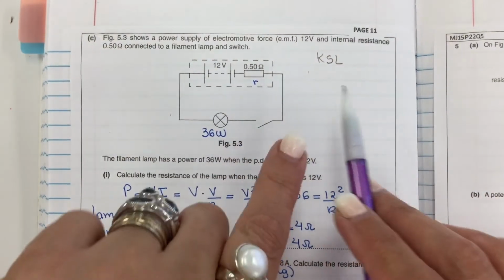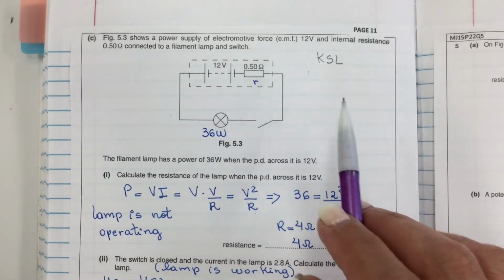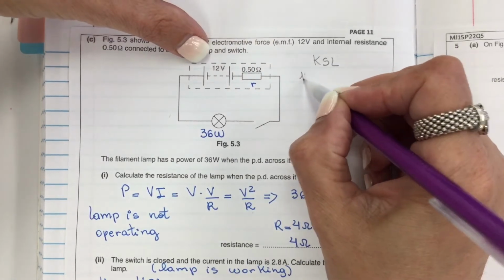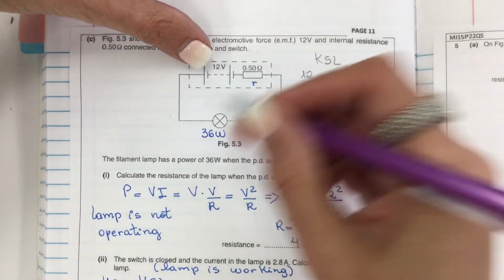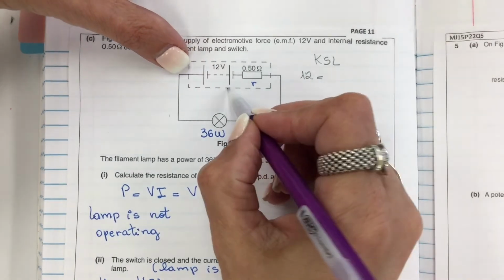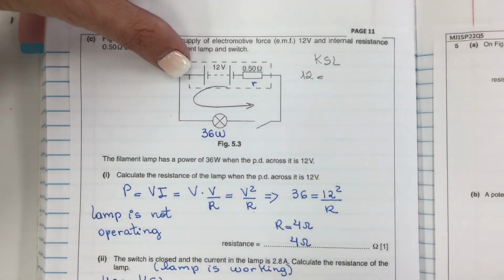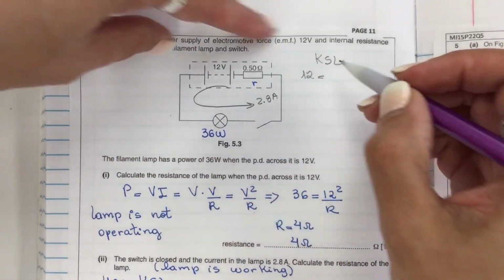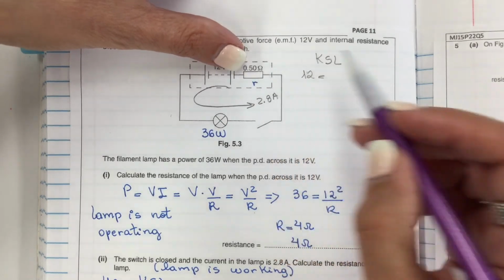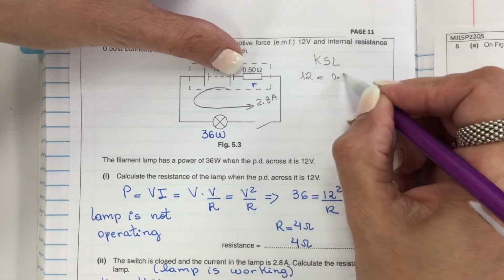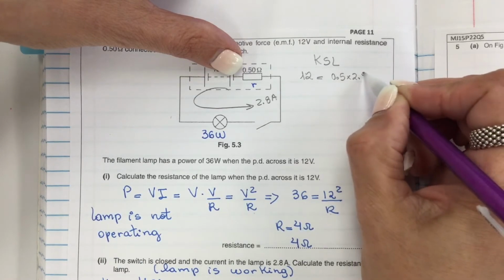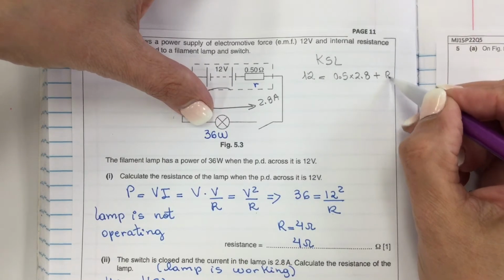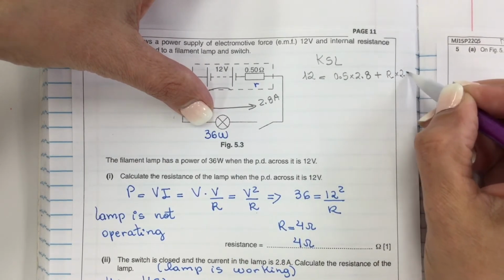So I'm going to use Kirchhoff's second law to find this new resistance. The sum of EMF, in this case 12, is equal to the sum of the PDs of the circuit. Now, it's providing a current of 2.8 amps, right? I'm going to use this here. So my PD is 0.5 times 2.8 plus the value of the resistor of this lamp times 2.8.